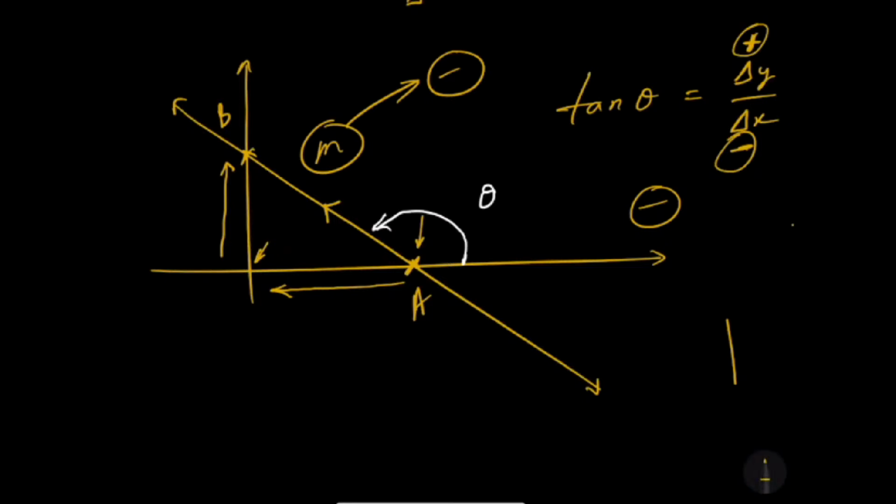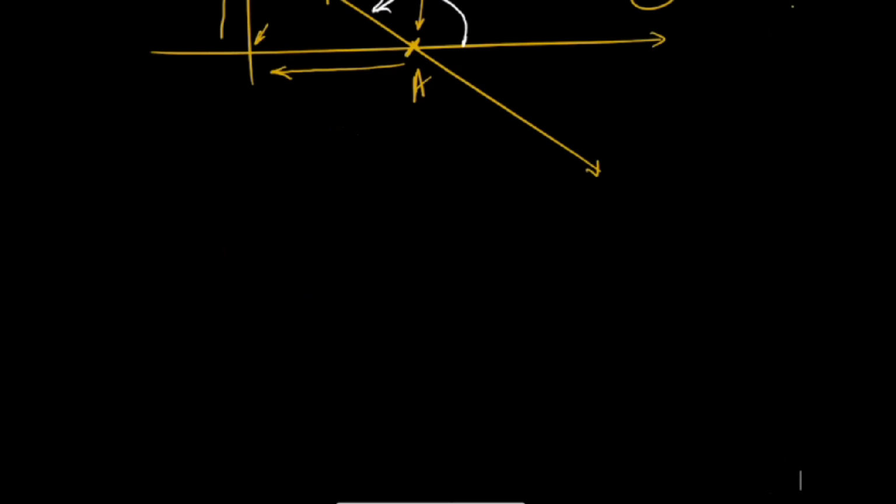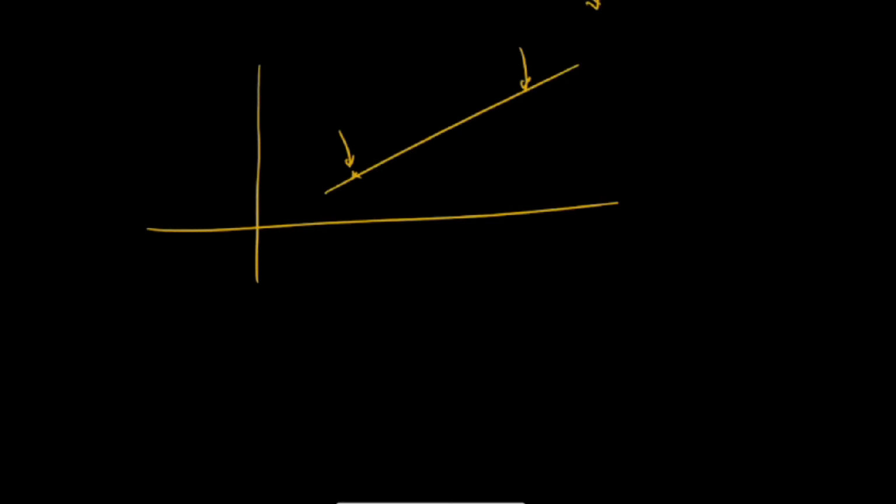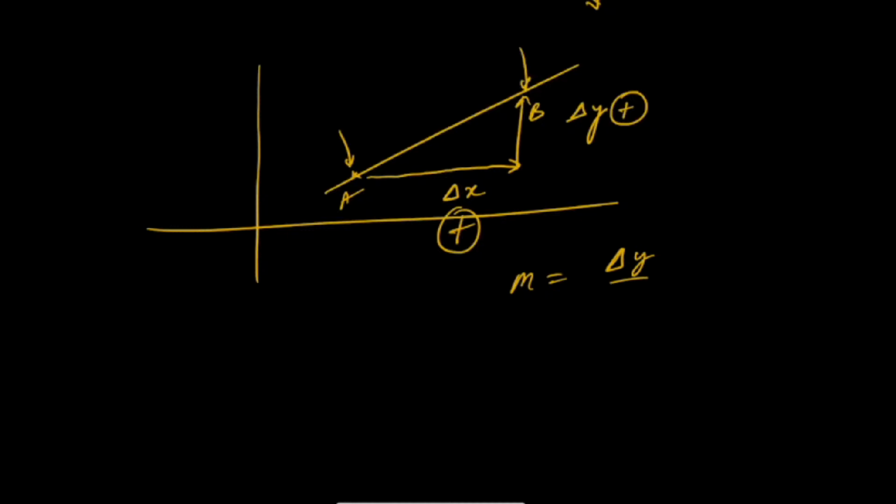Another way of looking at this is, suppose you have a line like this. You start here and you end here. You are going from point A to point B. When you are going from point A to point B, the value of x is increasing. That means delta x is positive, and the value of y is also increasing. So delta y is also positive. So slope, which is given by delta y by delta x, is also positive. You know why? Because positive by positive is positive.